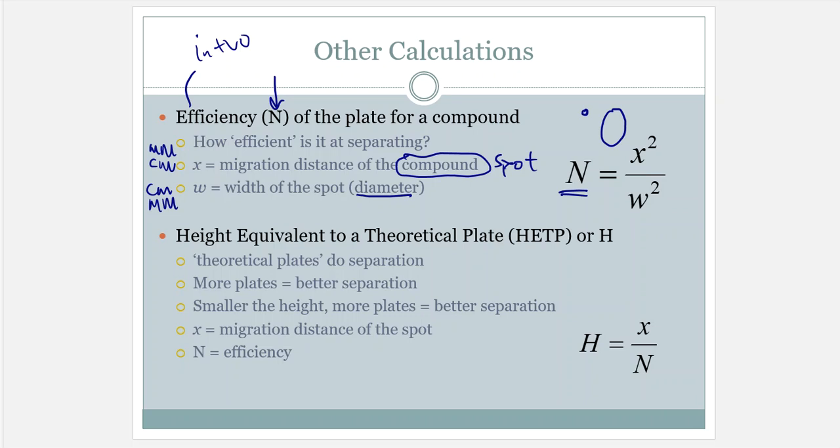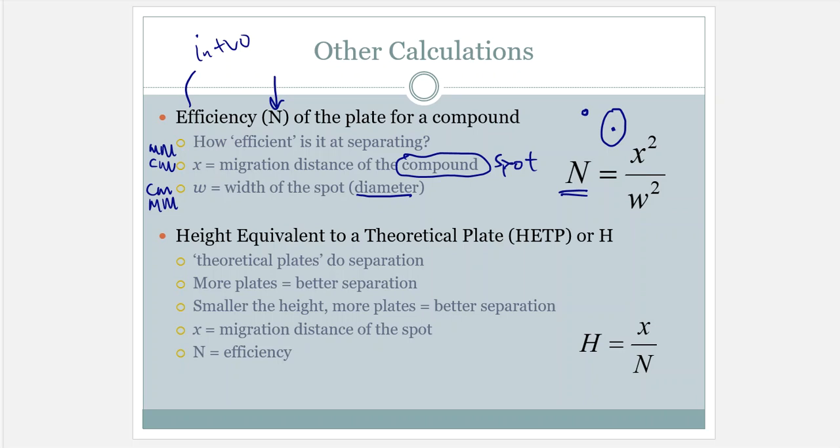Efficiency also, by definition, is talking about the migration distance of the compound, which is really in terms of the center. That is really how this equation is going to be termed. So when we talk about migration distance here, in terms of efficiency, I should really be trying to figure out the center of that spot. And the center of that spot is where I'm going to make the measurement for my spot distance. And then the diameter of that spot is how wide it is, all the way across.